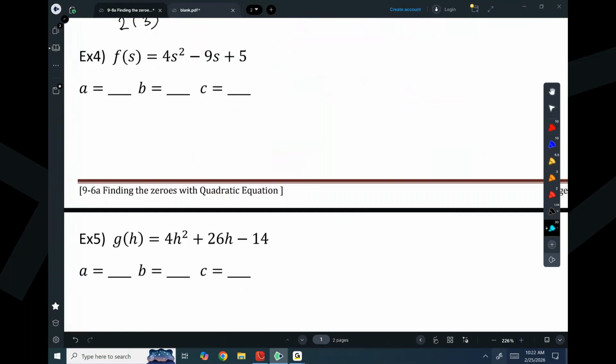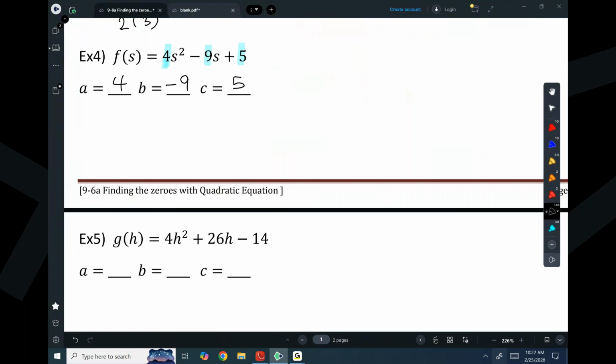First, I would look at these coefficients, yeah? And I'd say, could I divide them by something? No. All right, I'm just going to plug it in. A, please. 4. B. -9. And C. 5. All right. Really pay attention to this one.